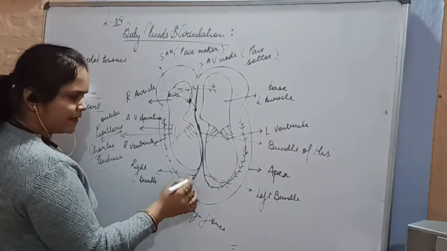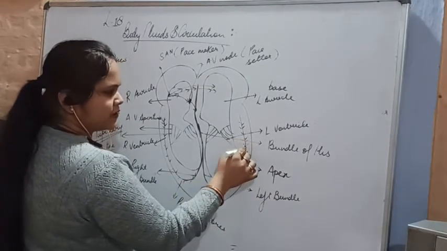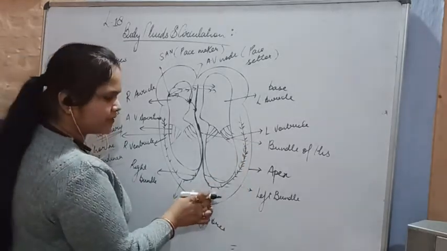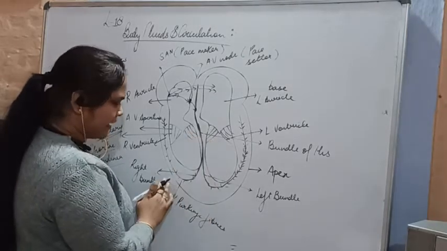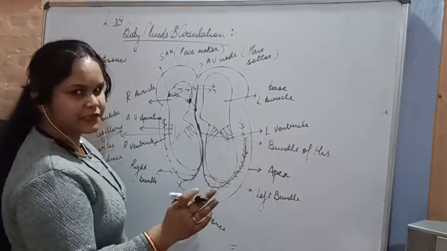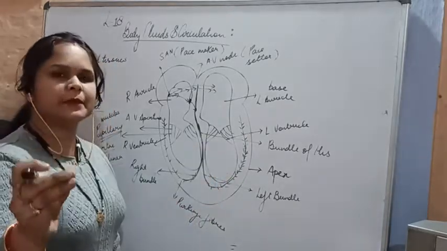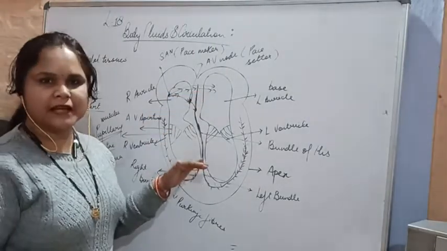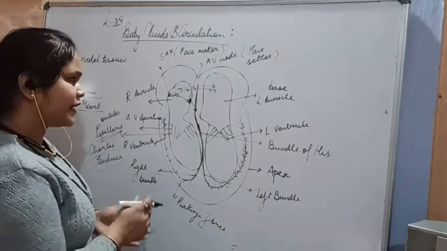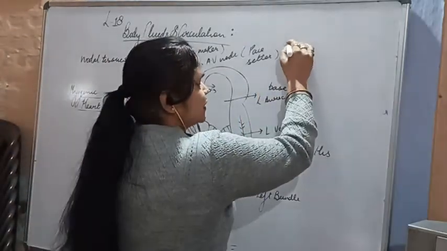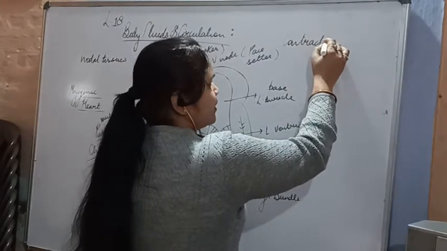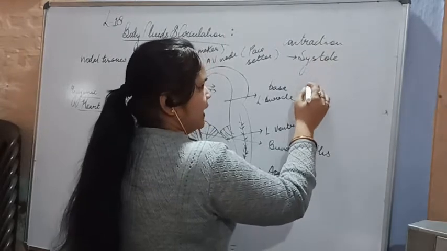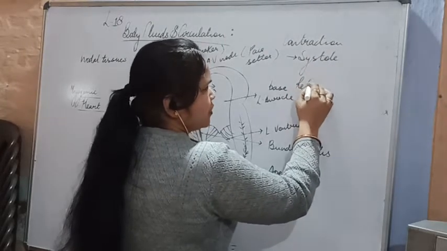So the left bundle and the right bundle have certain small fibers which are called the Purkinje fibers. So when the impulse is transferred to the bundle of His, to the right and the left, it will go on to the Purkinje fibers, and the whole ventricles will be contracted. So first the auricles are going to contract, and then the ventricles are going to contract. The contraction is called systole, and the relaxation is called diastole.